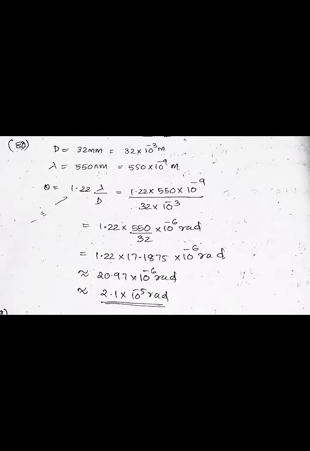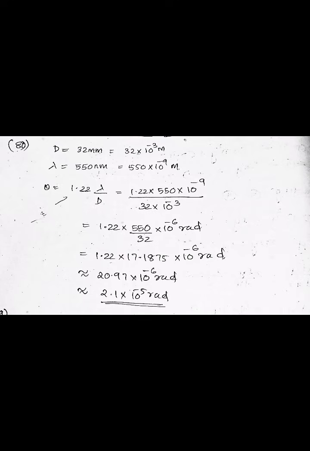So here d is equal to 32 millimeter, this is equal to 32 into 10 power minus 3 meter. Lambda is equal to 550 nanometer, this is equal to 550 into 10 power minus 9 meter. We know that theta is equal to 1.22 lambda by d, this is equal to 1.22 into 550 into 10 power minus 9 divided by 32 into 10 power minus 3.